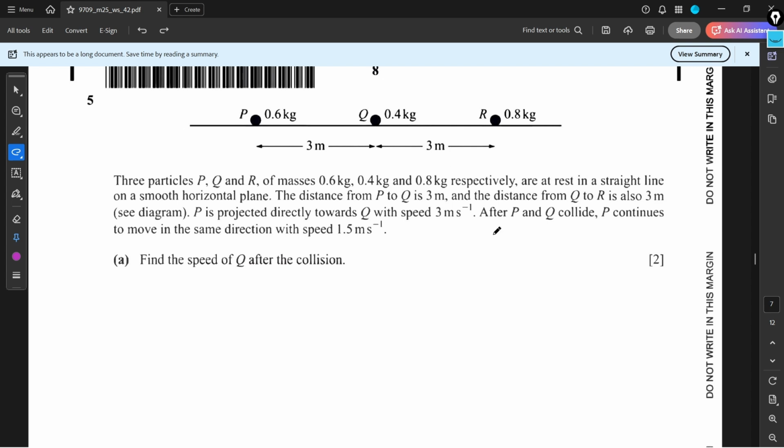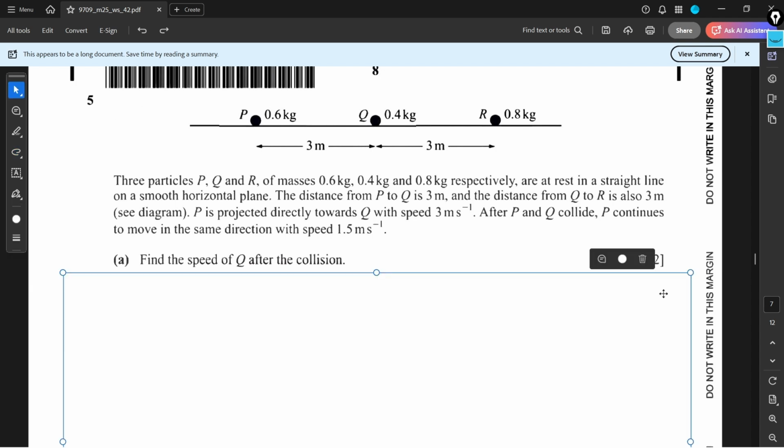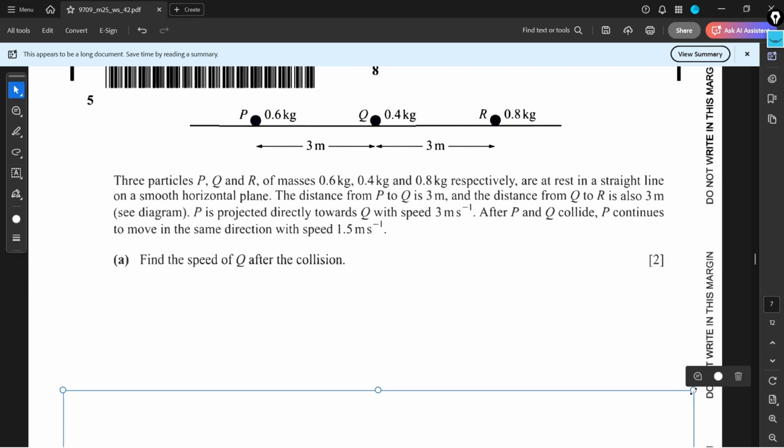And therefore, after the collision between P and Q, P continues to move in the same direction with a speed of 1.5 meters per second. In the first part, we are asked to find the speed of Q after the collision. So we are just talking about this part, and the first part is simply based on the collision. So I just need to find out what my initial and after conditions are.